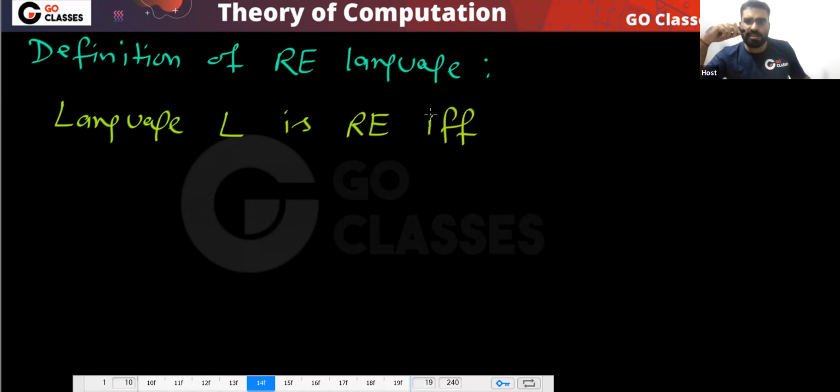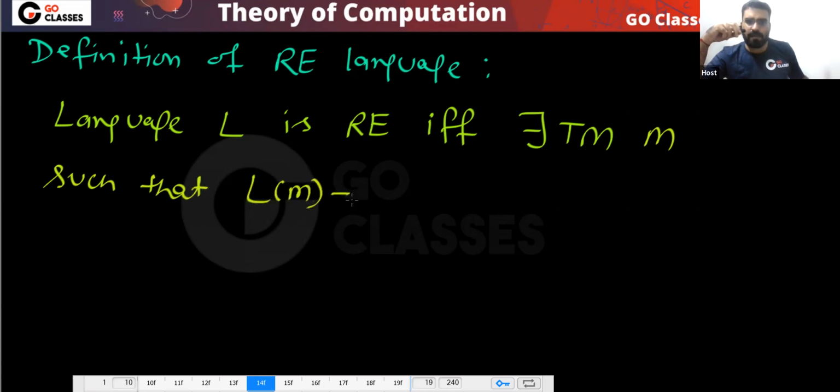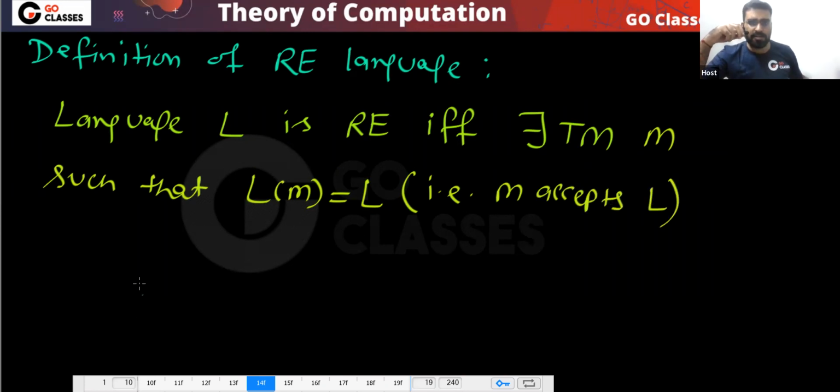If and only if there exists a Turing machine. It is accepted by some Turing machine. So there exists a Turing machine M for L, such that M accepts L, such that L(M) is equal to L. This is the definition of RE language.